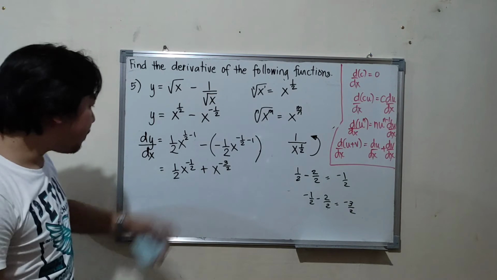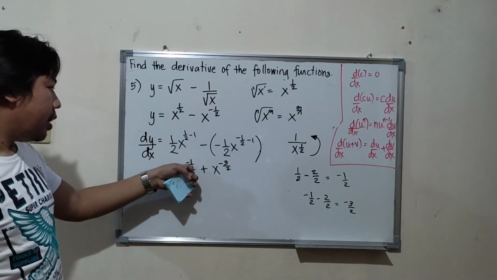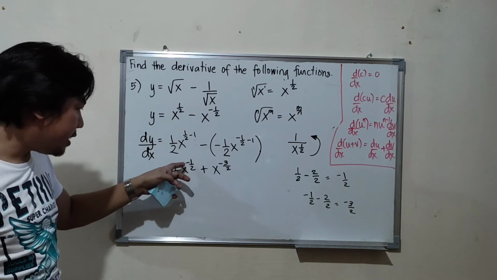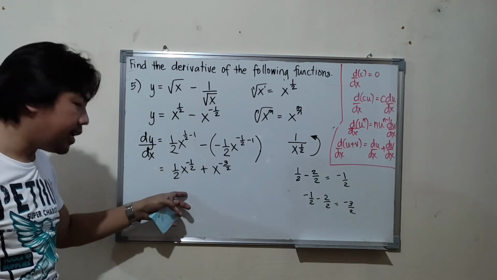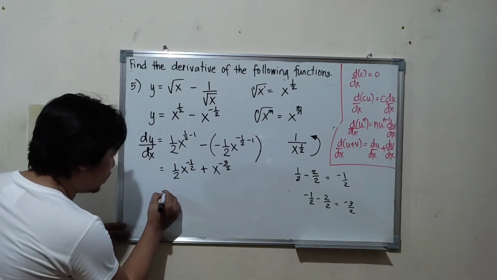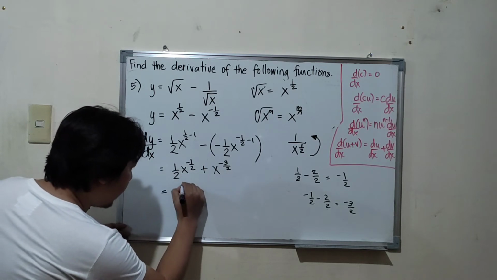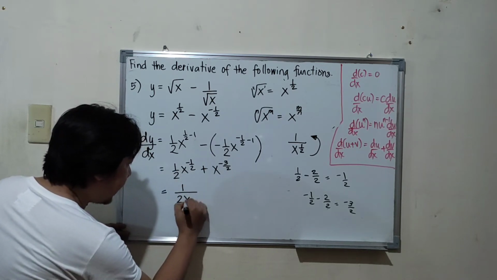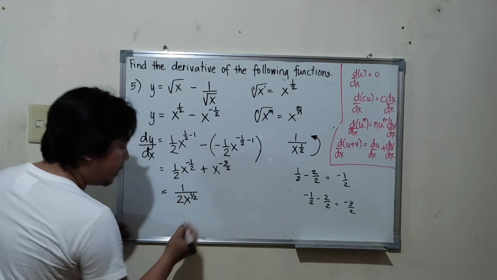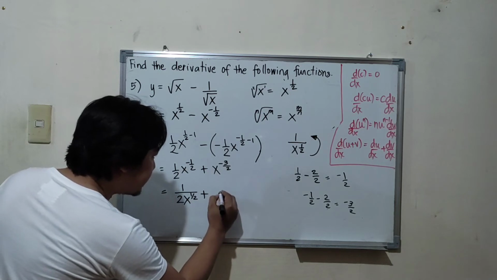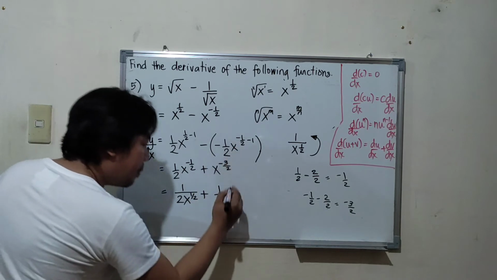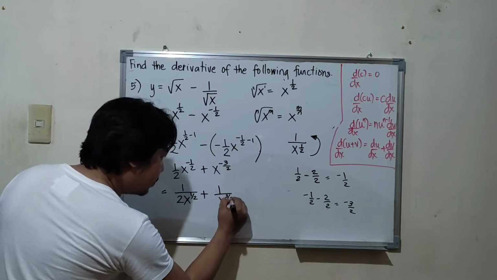So now, simplify, since we have negative exponent, so gawin natin positive by putting this negative exponent sa denominator. So we have 1 over 2 x raised to 1 half. Okay, so to simplify, we have 1 over 2 x raised to negative 1 half. Pag dinala sa denominator, will become positive 1 half. And then we have plus 1 over x raised to positive na siya, 3 over 2.